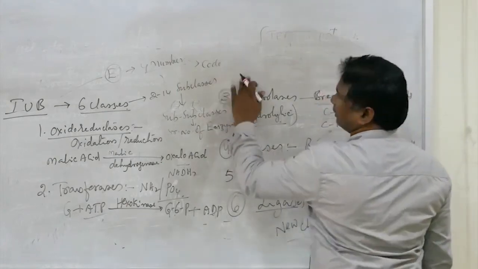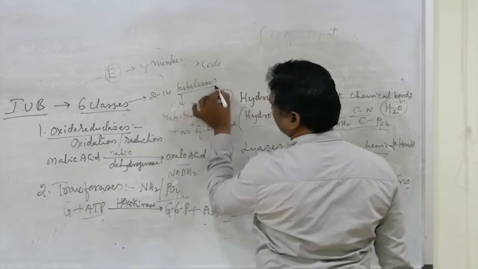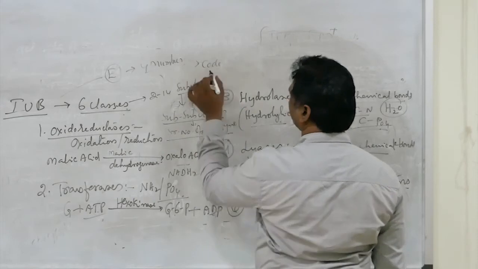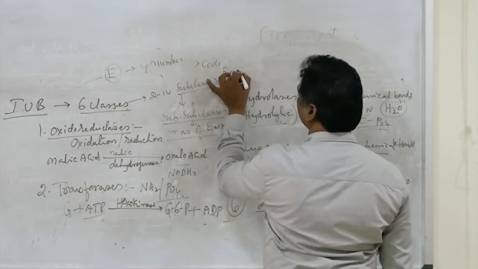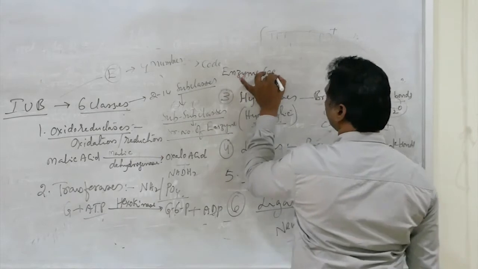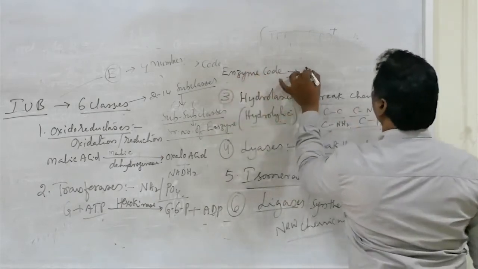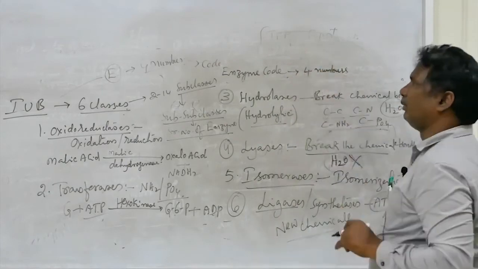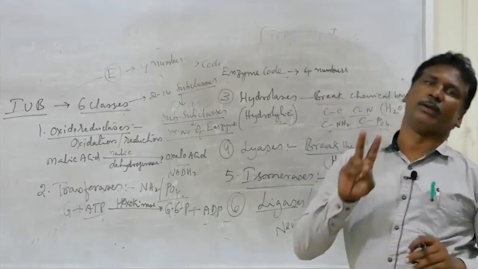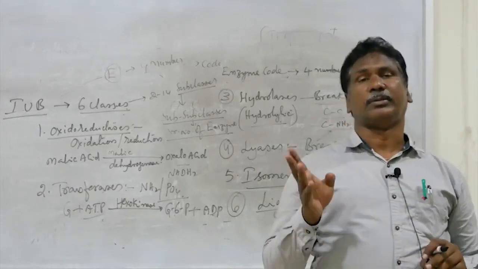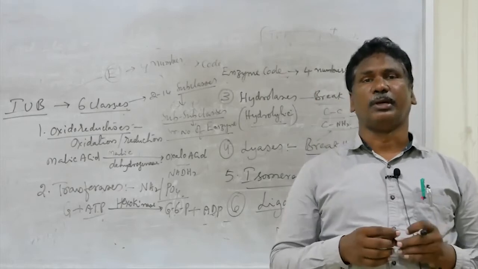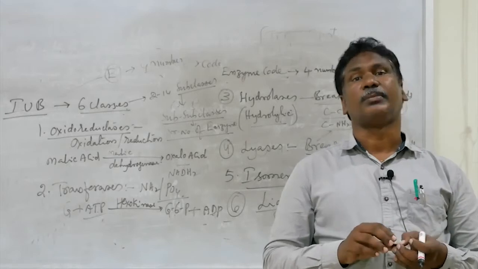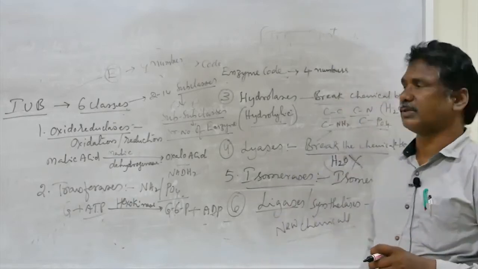So: 6 classes, classes to subclasses, subclasses to subclasses, and a serial number of the enzyme. That is called the enzyme code. Each enzyme code has 4 numbers. The first number belongs to the class, the second number to the subclass, the third number to the sub-subclass, and the fourth number is the serial number of the enzyme within that subclass.